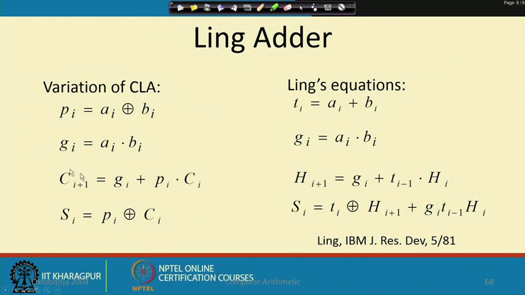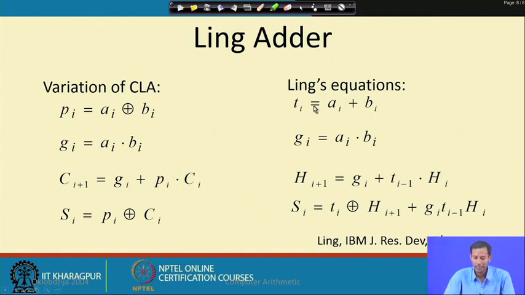This is the basic CLA operation. The P(i) signal is A(i) XOR B(i) and G(i) is A(i) dot B(i), whereas C(i+1) is generated from G(i) plus P(i) into C(i), and S(i) is generated from P(i) XOR C(i). But according to Ling's equation, the equation is modified so as to reduce the number of terms. It says T(i) equals A(i) plus B(i), G(i) equals A(i) dot B(i), and H(i+1) equals G(i) plus T(i-1) dot H(i).